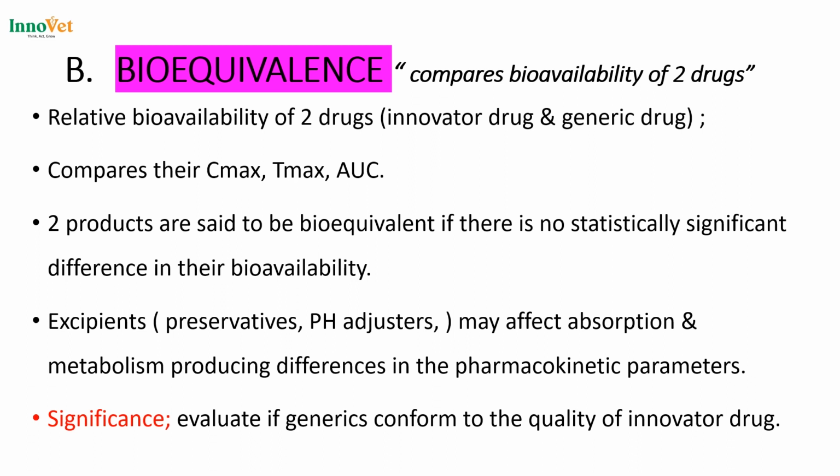So two products will be said to be bioequivalent if there is no statistically significant difference in their bioavailability, meaning if the difference in their bioavailability is very minimal, that's when those two products will be said to be bioequivalent. Some of the components used in drugs, such as the excipients, which may be preservatives, and the buffers, which are the pH adjusters, can affect the absorption and metabolism, and they can be a source of some of the differences in these pharmacokinetic parameters, and they can make these two products non-bioequivalent. So the significance of bioequivalence is to evaluate if the generics, which are the generic drugs, conform to the quality of the innovator drug, which is the original drug product.